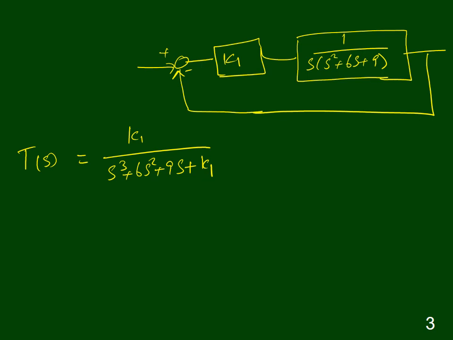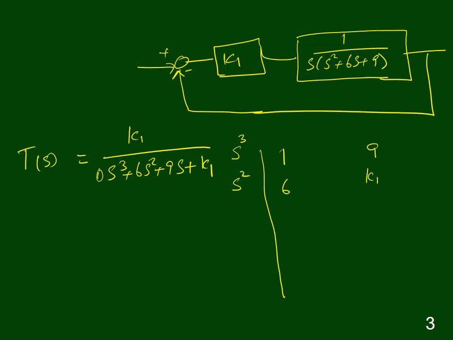So to find out the stability criteria, we will draw the Routh-Hurwitz table. Here it is easy to make the table. For s cube, we can write 1, and then 9, and after that of course it is 0. If you don't write it, that's okay. In the next row it will be 6 and K1. This will be s square.